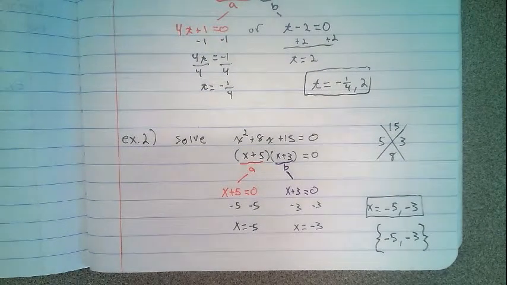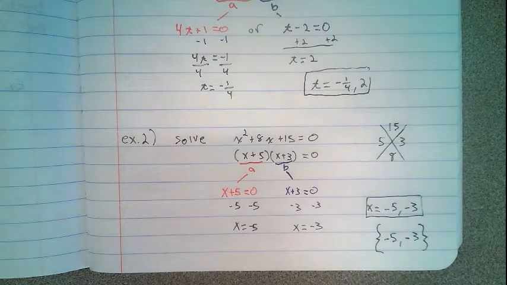You don't see it often right now, but when you start to get to higher level math classes, they often give answers to equations that have multiple solutions in roster form. So negative 5, negative 3.